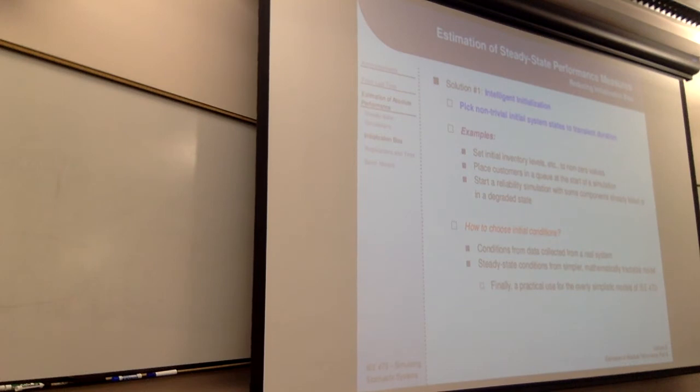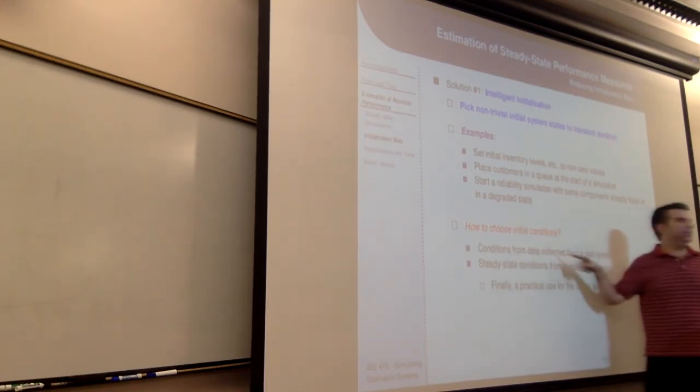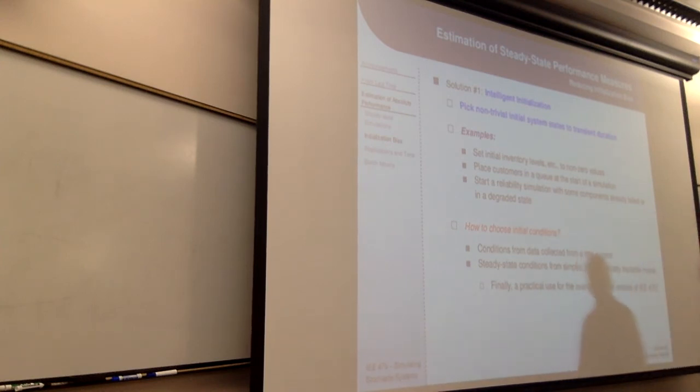The question is, how do we choose these? One thing you can do is go into the real system and try to estimate in a ballpark. Normally, this bank has 3 people in line. So I'm just going to initialize this queue with 3 people in line, if it was like a 24-hour bank.